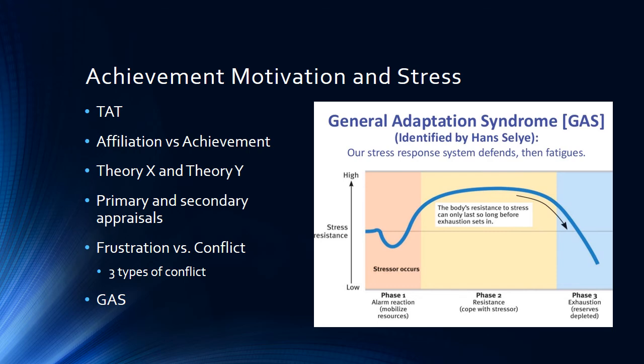If you are in that phase too long, eventually you get to exhaustion, and this is where the coronary heart disease, the immune system problems, everything that goes wrong starts going wrong, especially in this end of the general adaptation syndrome.